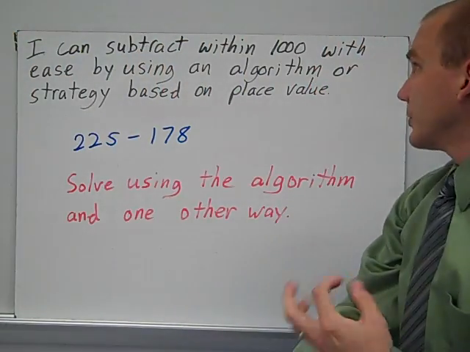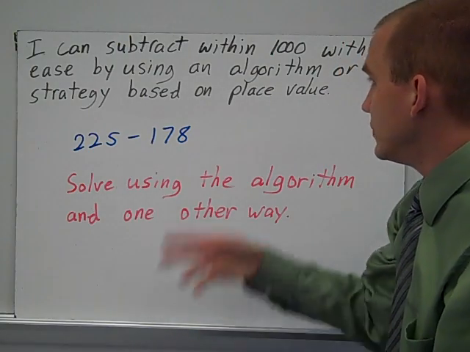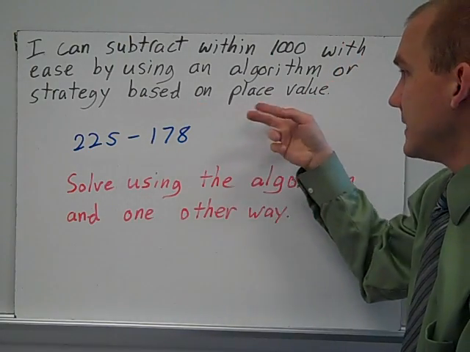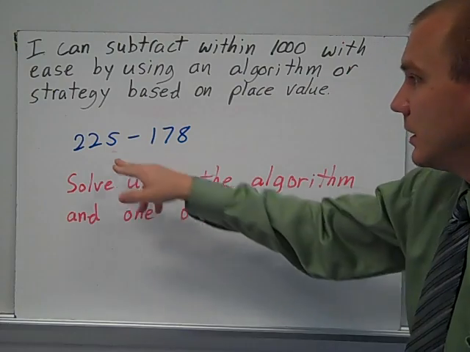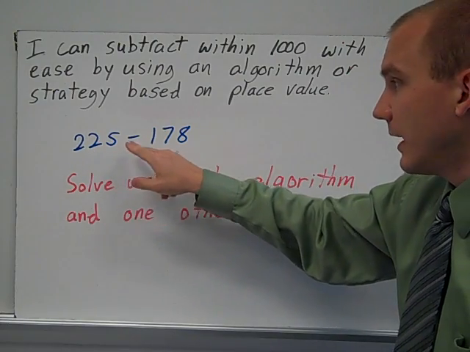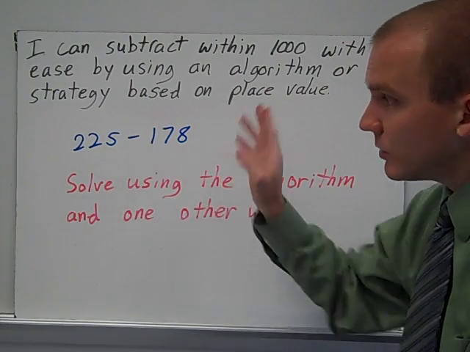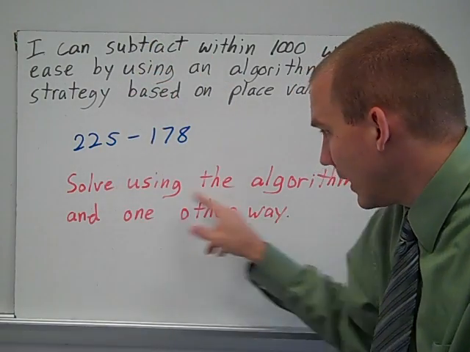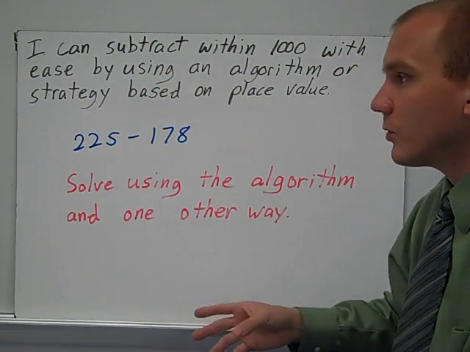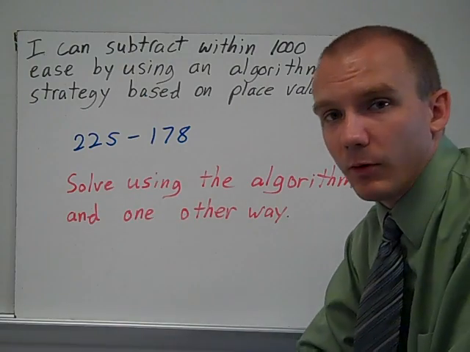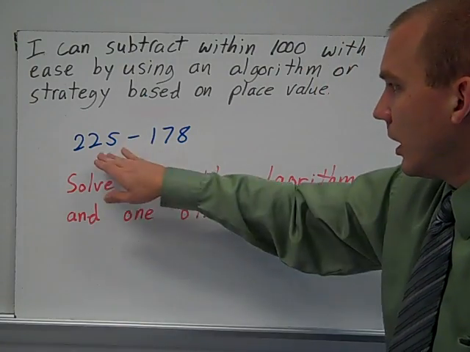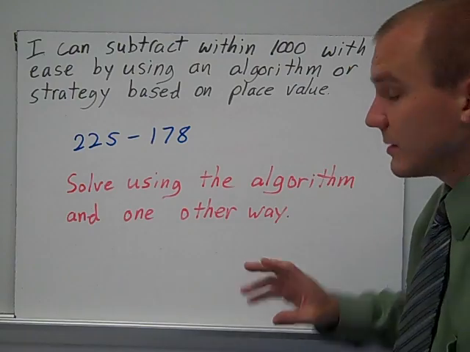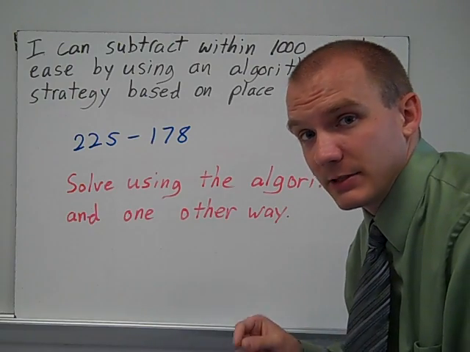I can subtract within 1,000 with ease by using an algorithm or strategy based on place value. I want you to solve 225 minus 178 and do it just like I did in one of the other slides where I did it using the algorithm, and then pick one other way that you're comfortable with and give that one a try too. So you've got to solve the problem twice and both times you should get the same answer. Remember that.